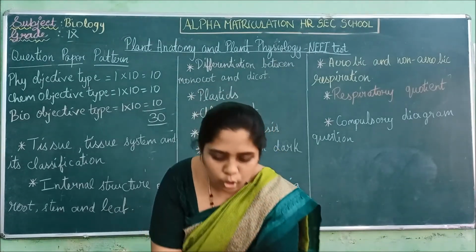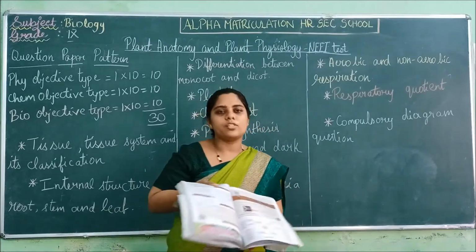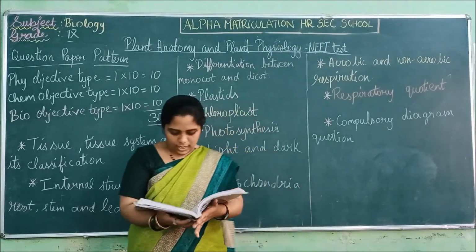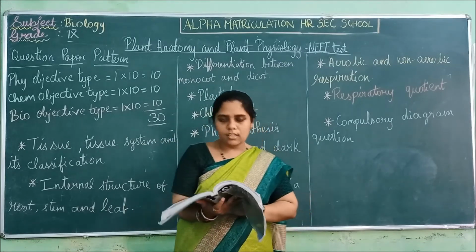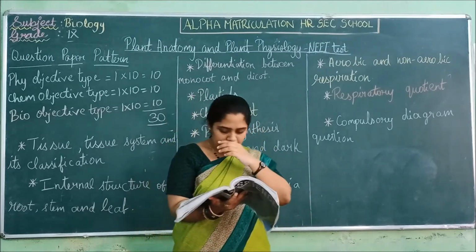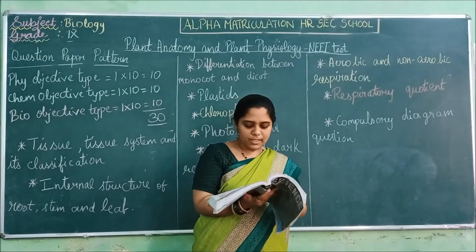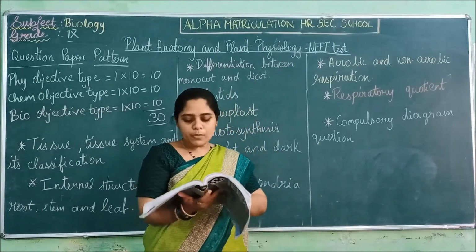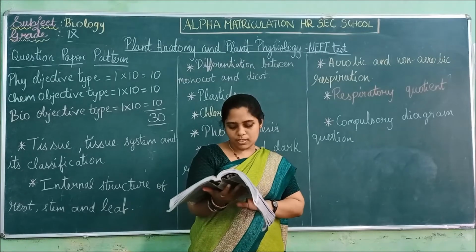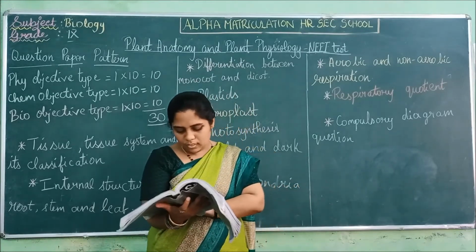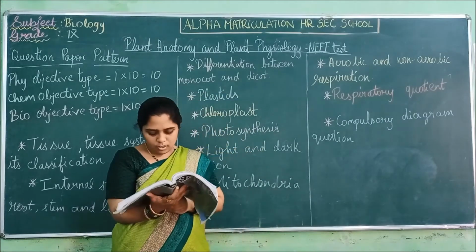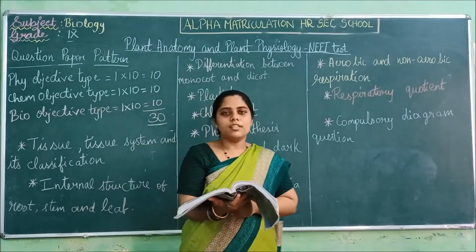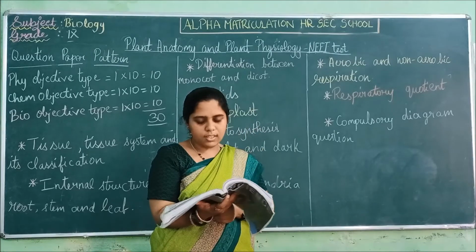Now I will tell you all the possible one-word questions from the book. Take page number 173. In the introduction part, the father of plant anatomy is Nehemiah Grew. So mark that name and keep it. This is one possible question. And then, dash are the group of cells that are similar or dissimilar in structure. Tissues.